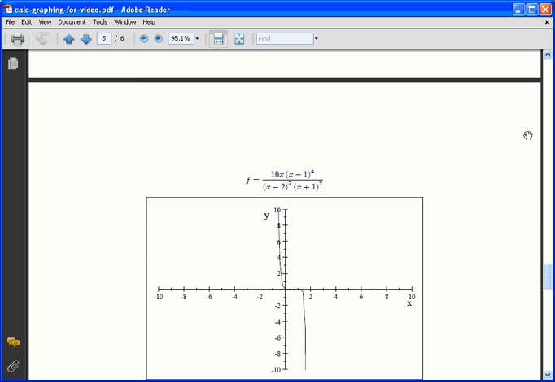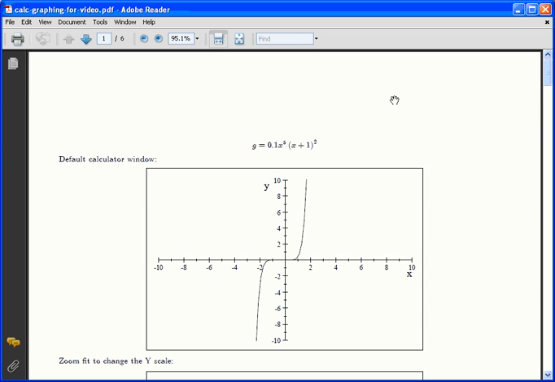Okay, I want to show you an example of graphing with the calculator and calculus. And here's the function, 0.1 x to the fifth times (x plus 1) squared. And a good thing to do with this is to stop the video periodically and enter this on the calculator.